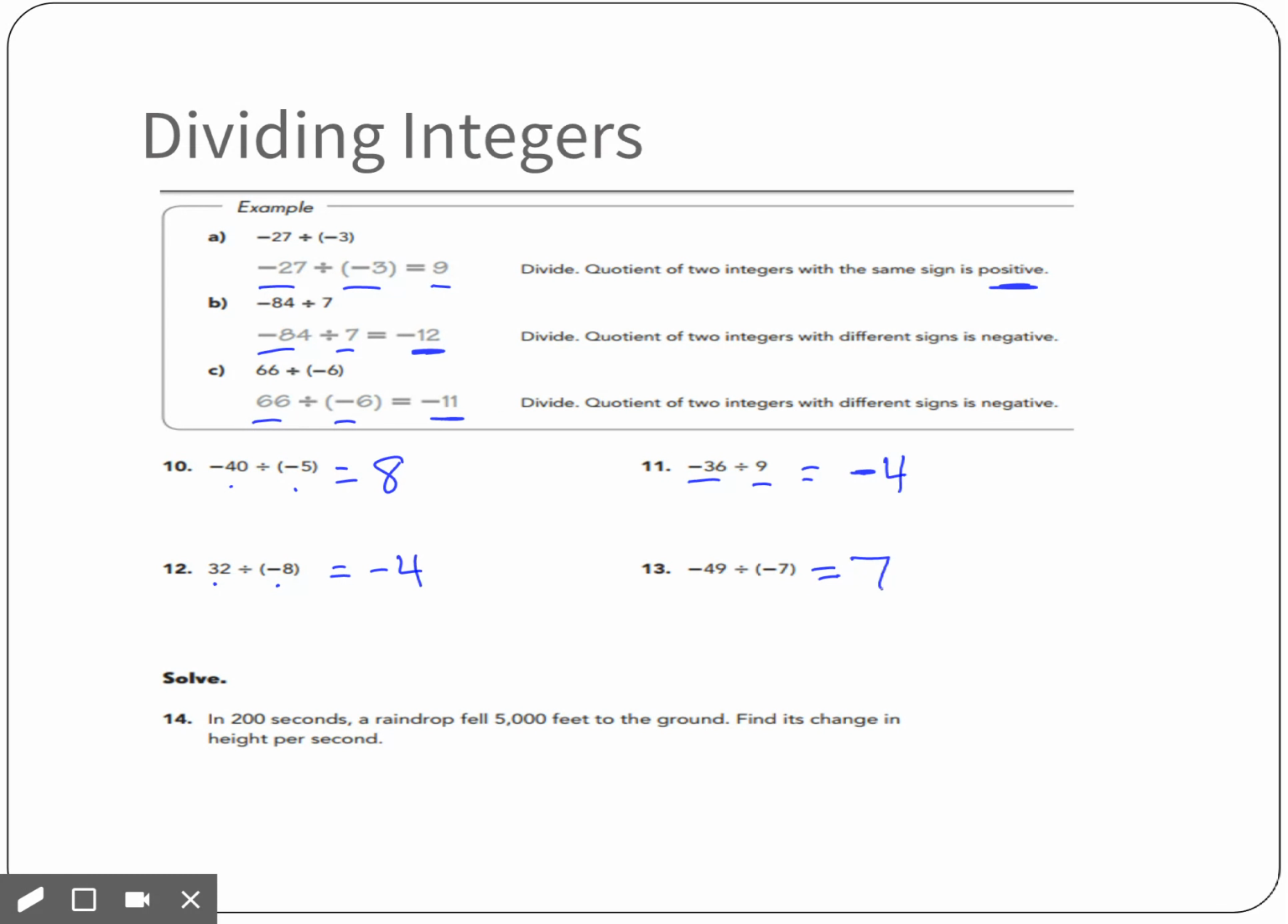Let's do this word problem here. In 200 seconds, a raindrop fell 5,000 feet to the ground. So find its change in height per second. It's falling to the ground, so it's going down. So it fell negative 5,000 feet in 200 seconds. So I'm doing negative 5,000 divided by a positive 200. We know my answer is going to be negative. So I'm going to cross out these zeros here and just do negative 50 divided by 2, and I get negative 25 feet per second.